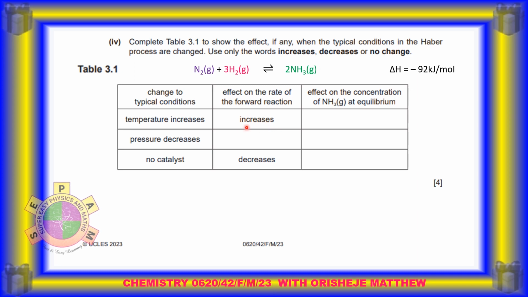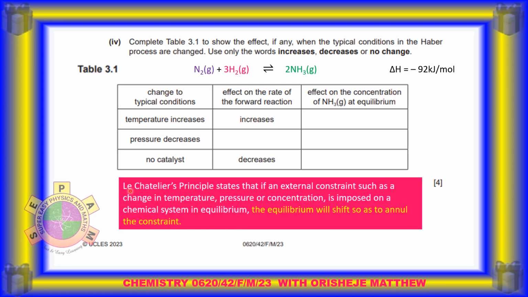Now, I want you to understand the Le Chatelier principle, which states that if an external constraint, such as a change in temperature, pressure, which is what we are looking at, or concentration is imposed on a chemical system in equilibrium, the equilibrium will shift so as to cancel the constraint, to annul it. So now, what is the constraint?